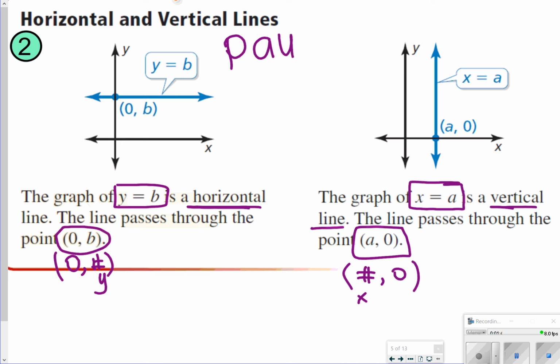Let's go ahead and take the time now to pause and show what both of these graphs look like in your notes, and make sure you include x is equal to a, y is equal to b, and what it looks like. Once you're done, click play so you can see what's next.